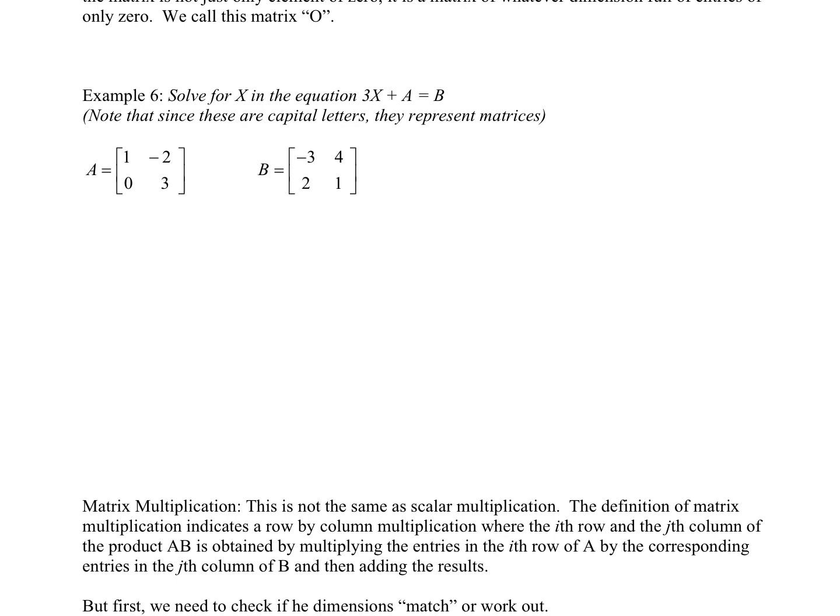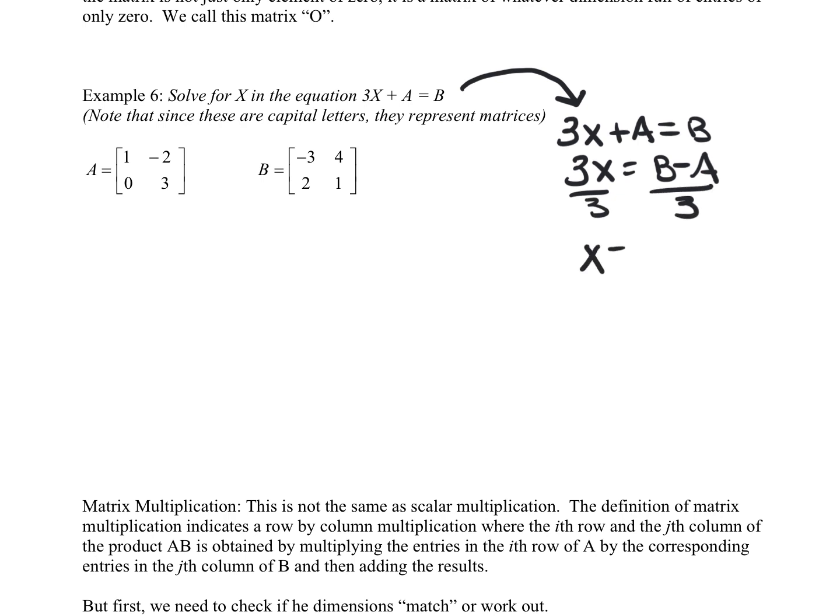So now we're going to solve a matrix equation, and it's very similar to what you would do in algebra. So if this were an algebraic statement, 3x plus a equals b, and we knew what a and b are, we wanted to just solve for x. We do 3x equals b minus a, and then we divide by 3, which means x equals b minus a over 3, which we can also write as x equals 1/3 of b minus a.